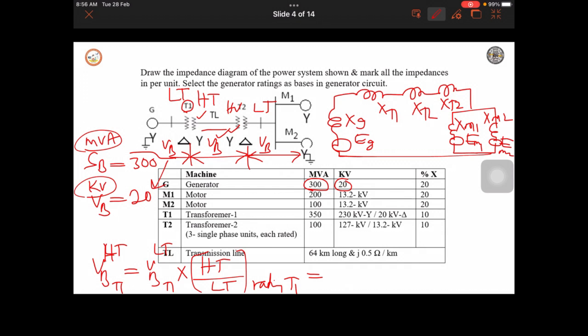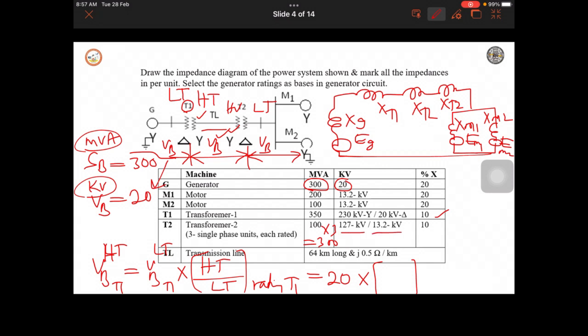So, that means base voltage on LT side of transformer 1 is known, that is 20 kV, let us write all in kV. Next, HT side of this transformer 1 and transformer 2. The problem here is transformer 1 is of 3 phase rating, clearly given 350, 230 bar 20. Transformer 2 is made up of 3 single phase units. So, the power is multiplied by 3, that is 300.